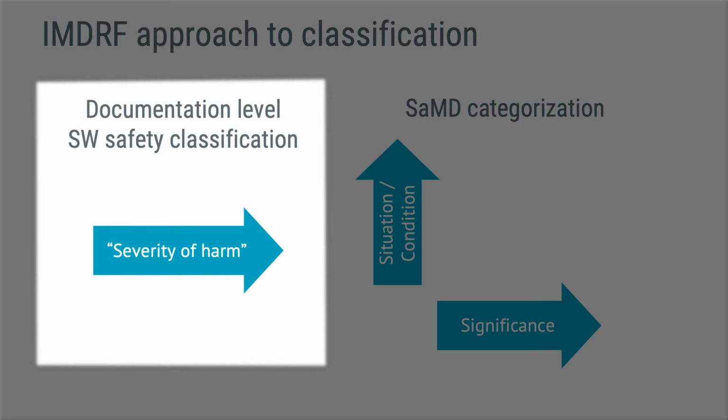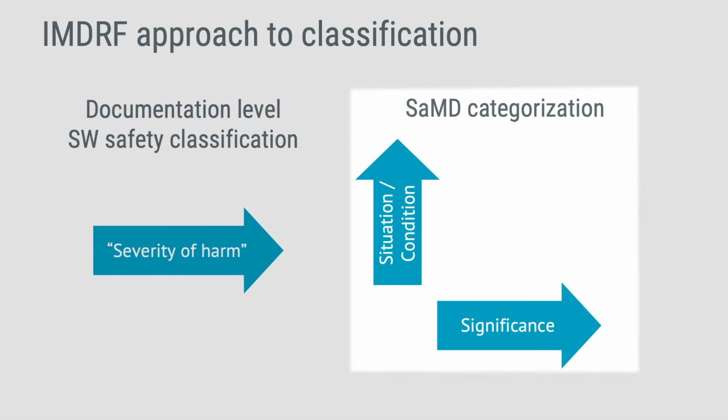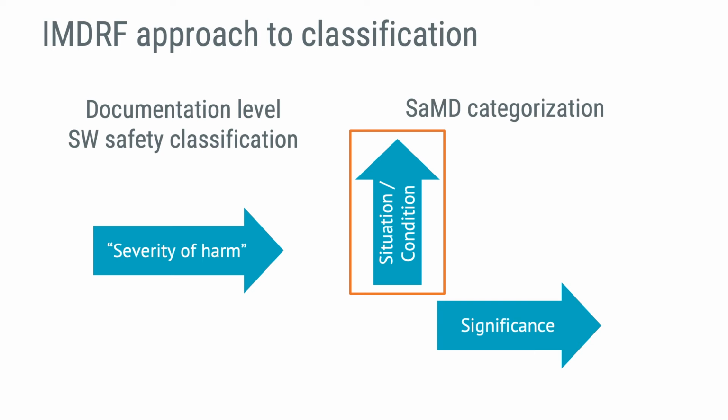In simplified words, we can say that documentation level and software safety classification are based on the severity of harm. SaMD categorization uses a two-dimensional approach and takes significance and situations into account in the classification assessment. The intended use of the information provided by the SaMD has different significance depending on what the information will be used for. For example, the significance is higher if it's used to treat a patient compared to if it's used to inform clinical management. And again, I allow myself to simplify a bit and say that significance is similar to severity of harm. On the other axis, you will find healthcare situation or condition.